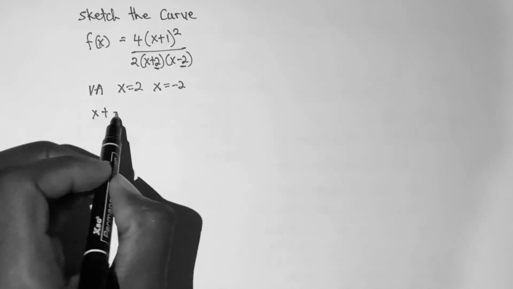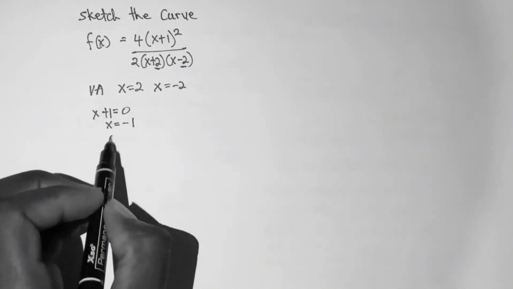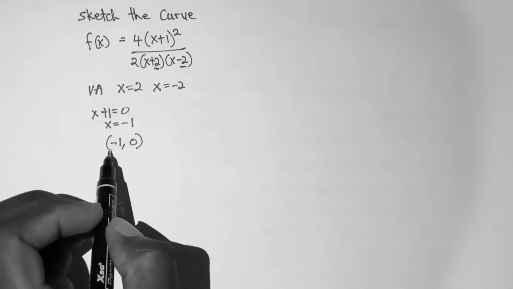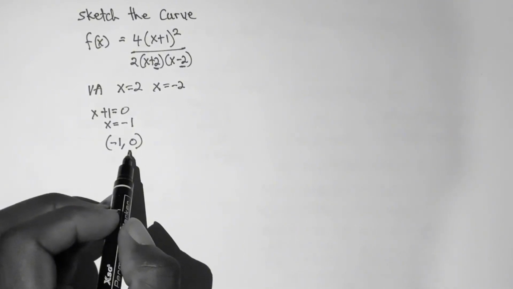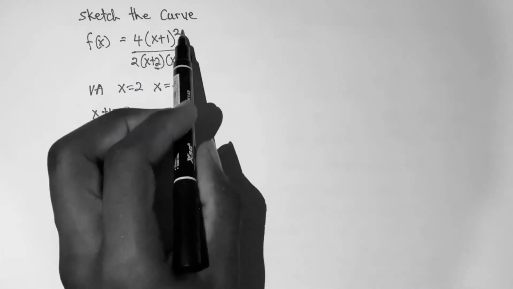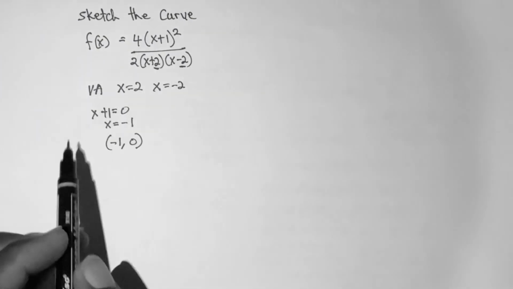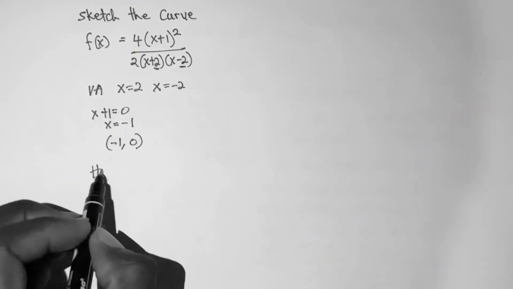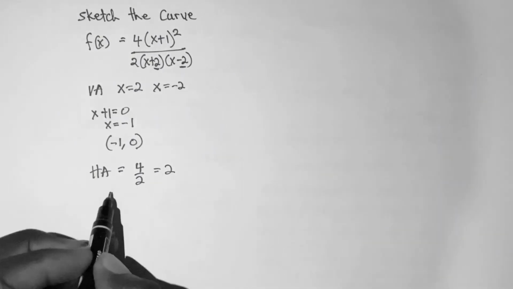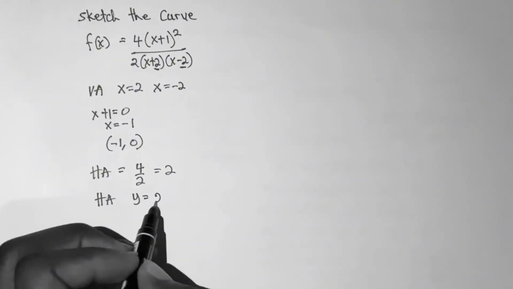Apart from this, let's find the zeros of this function. x plus 1 equals 0. Therefore, x is equal to minus 1. So we have zeros at minus 1 and then 0. We have a turning point at minus 1 and 0. And the next thing is to find the horizontal asymptote. You can see that if we square, here will carry the power of x squared. And this one too, if we multiply, it also carries the power of x squared. And therefore, the horizontal asymptote is just going to be 4 divided by 2, which is equal to 2. So we have horizontal asymptote at y equals 2.